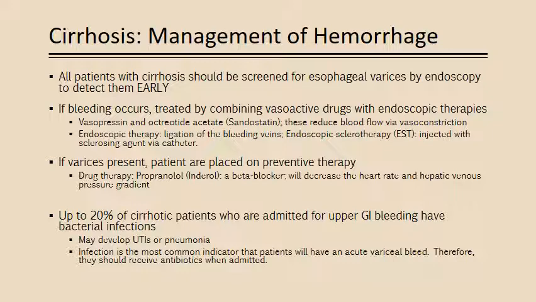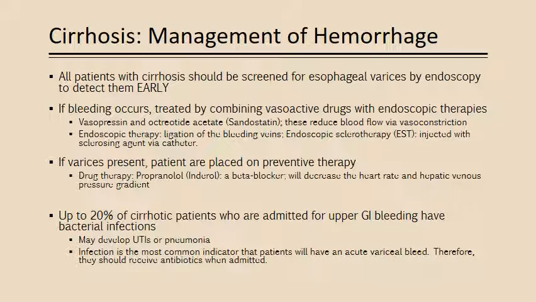Another method done with an endoscope would be sclerotherapy, where they inject a sclerosing agent via a catheter to the bleeding vessels to stop the bleeding that way. Kind of like cauterization, but not cauterization, because it's done with a sclerosing agent. If varices are present, the patient will be placed on preventive therapy. Drug therapy may be initiated, specifically propranolol or Inderal, which is a beta blocker. This will decrease the heart rate and hepatic venous pressure gradient. So they're minimizing that pressure that's promoting the bleeding in the first place.